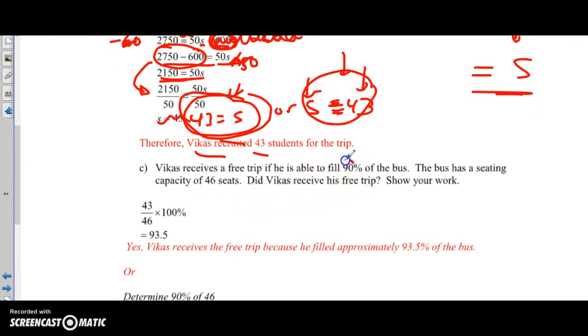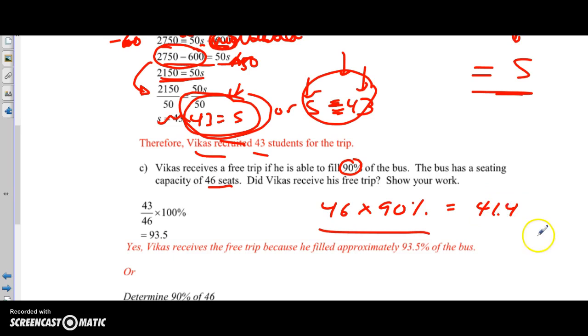He gets a free trip if 90% of the bus is full. 46 people sit in the bus, and I said this earlier: anytime you have a percent, you're going to multiply. Almost always in your life, when you have a percent, you're going to multiply. 46 times 90%, or 46 times 0.9, and you find out that 46 times 0.9 is, I'm just kidding, I used my calculator, 41.4.